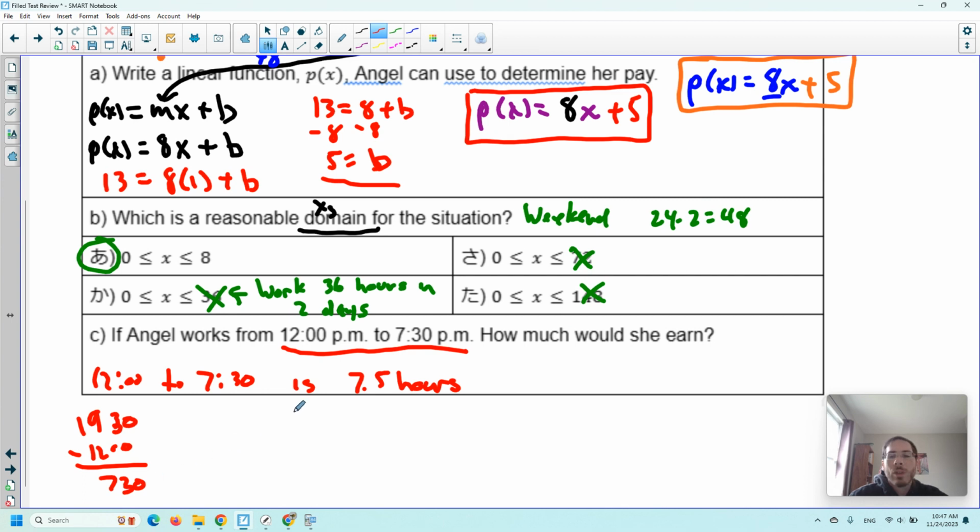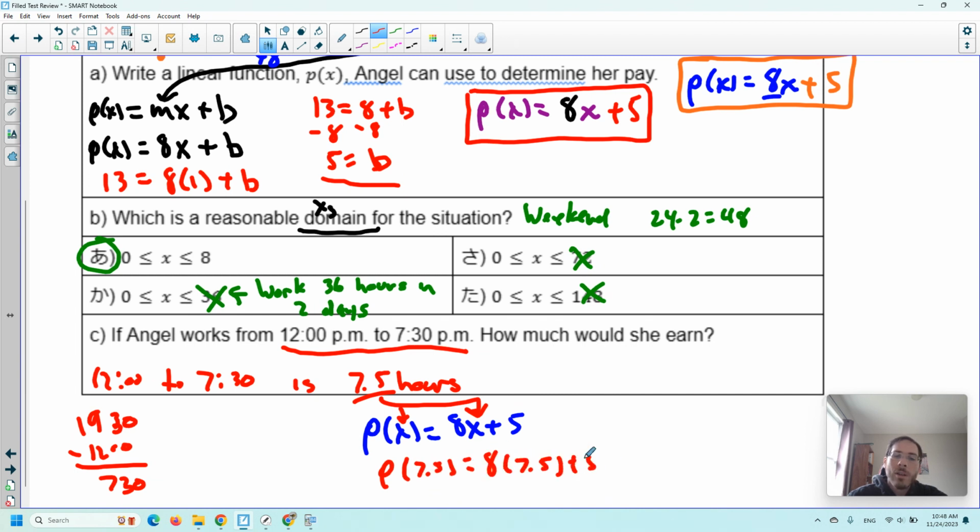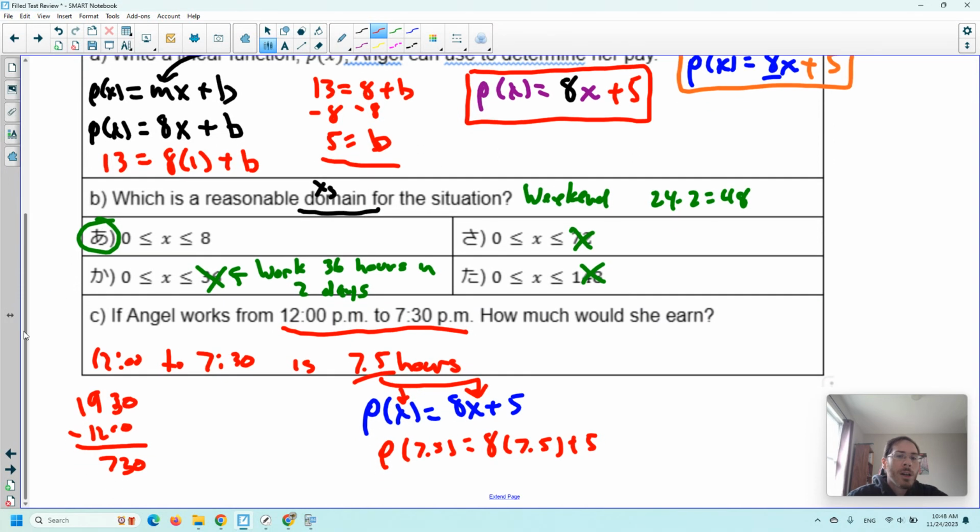So that's what we could do. So we know we've got 7.5 hours, and what we're going to do is plug that into our P of X equation. So P of X equals 8x plus 5, and we're going to plug the 7.5 in for X. So we get P of 7.5 equals 8 times 7.5 plus 5. And then we could throw that in a calculator if we want.